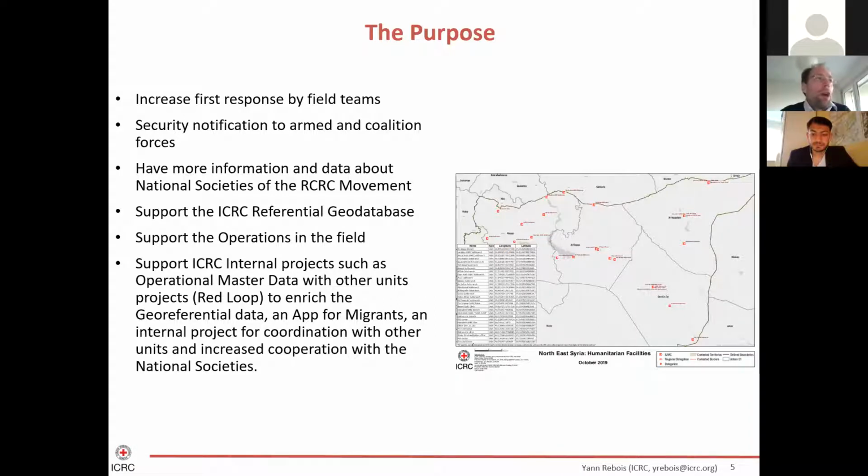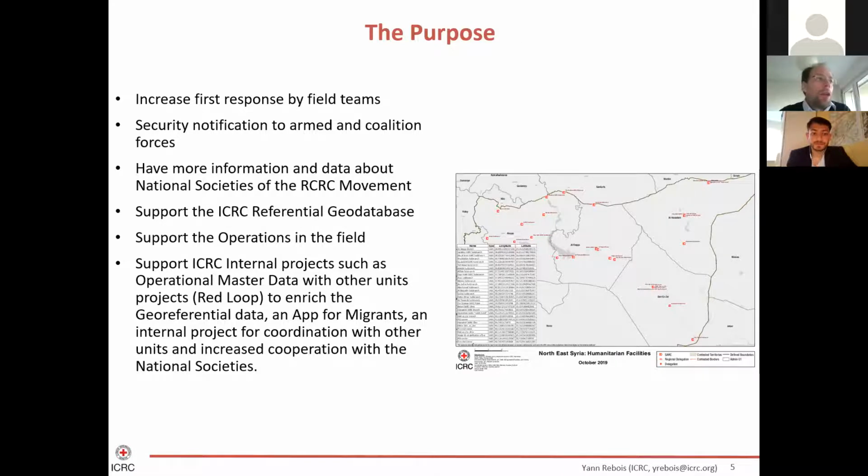Of course, it's to have more information and more data about the national society and the Red Cross movement. It is helping us to manage the ICRC referential geodatabase. So that means that other applications are able to use such referential within the ICRC tools, right? It supports the operation in the field.